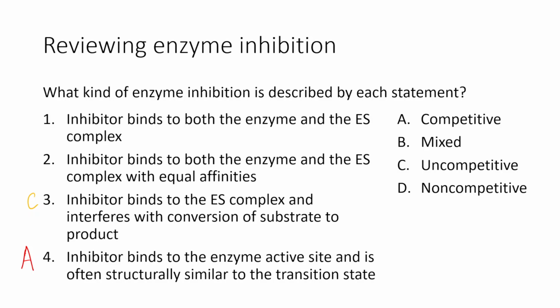In uncompetitive inhibition, the inhibitor is going to bind to the enzyme-substrate complex, and it interferes with the conversion of substrate to product. For an uncompetitive inhibitor, there is no issue with the substrate binding in the active site of the enzyme. The uncompetitive inhibitor is sticking itself somewhere else on the enzyme, and it is stopping the reaction from happening. It's stopping product from being made. That's the opposite of competitive because nothing's happening at the active site for an uncompetitive inhibitor.